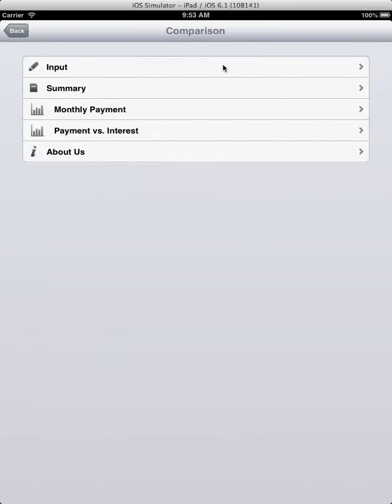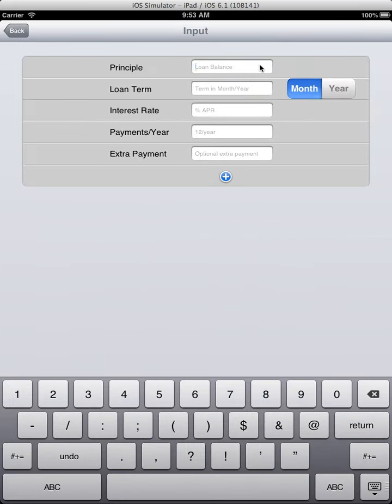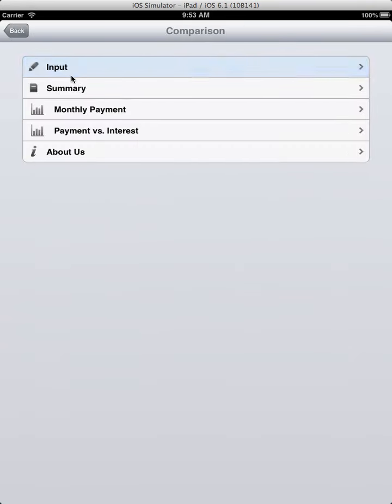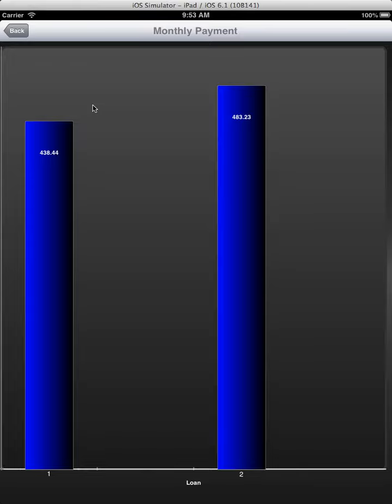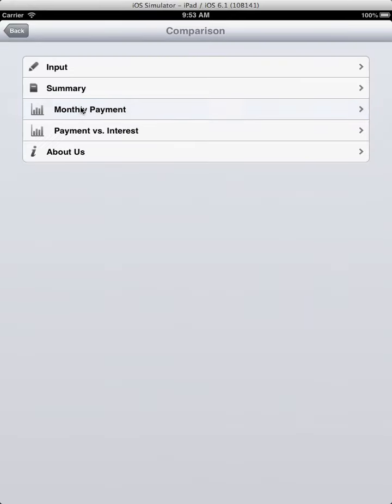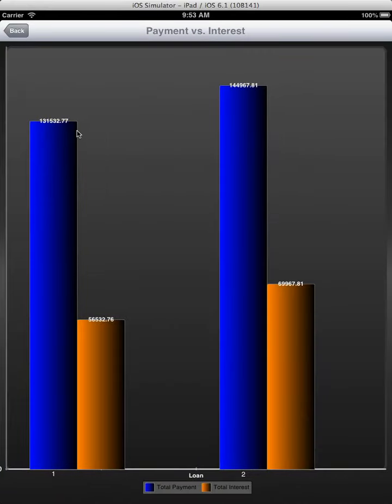Now on to comparing loans. You can compare two or more loans just to see which one better suits you. So loan term is 30 years, interest rate is 5%. Here is one case, another is the same thing, so interest rate is 6%. So here is the comparison of the two loans, and here is the comparison of the monthly payments, and here is a comparison of total payment versus total interest.